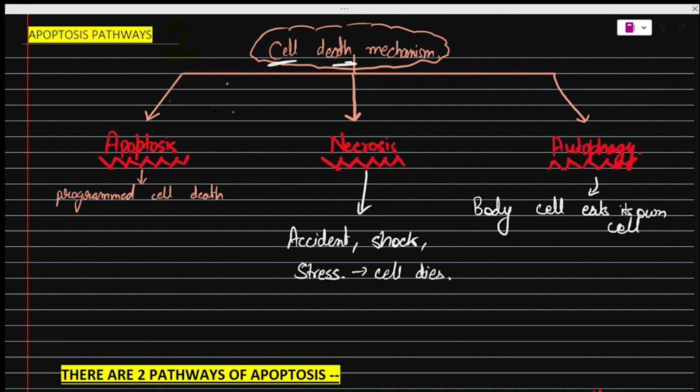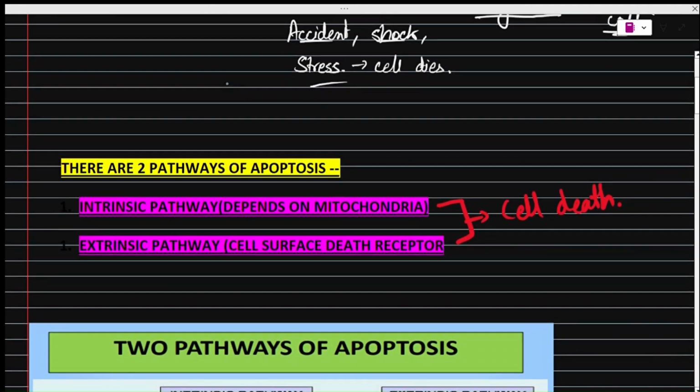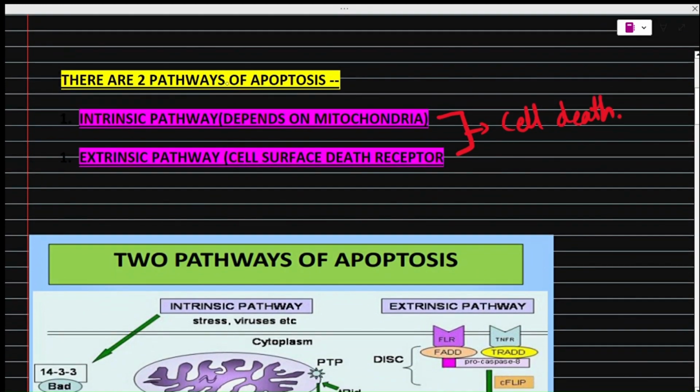The cell death mechanism. I was talking about apoptosis, necrosis, and autophagy. Necrosis was accidental or shock cell death which happens due to accident, and autophagy is where the body's cells eat up their own cells, while apoptosis was programmed cell death. It was programmed, it was planned, that's why it is apoptosis.